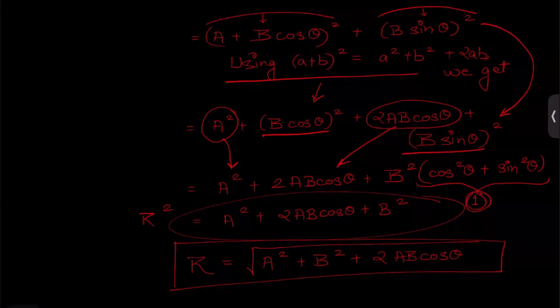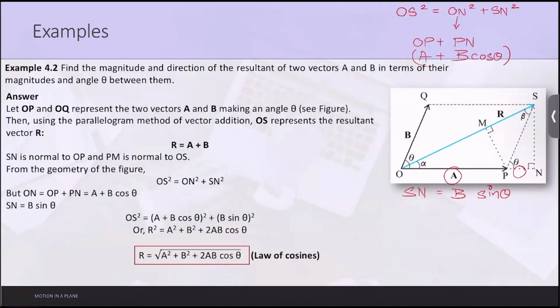This is one of the trigonometric identities, and hence you can write r square is equal to a square plus 2ab cos theta plus b square. Therefore, capital R, that is the resultant, is nothing but equal to the under root of a square plus b square plus 2ab cos theta. So that is only what has been explained here. Therefore, ON is nothing but equal to a plus b cos theta. Similarly, what is SN? SN is nothing but equal to b sin theta.